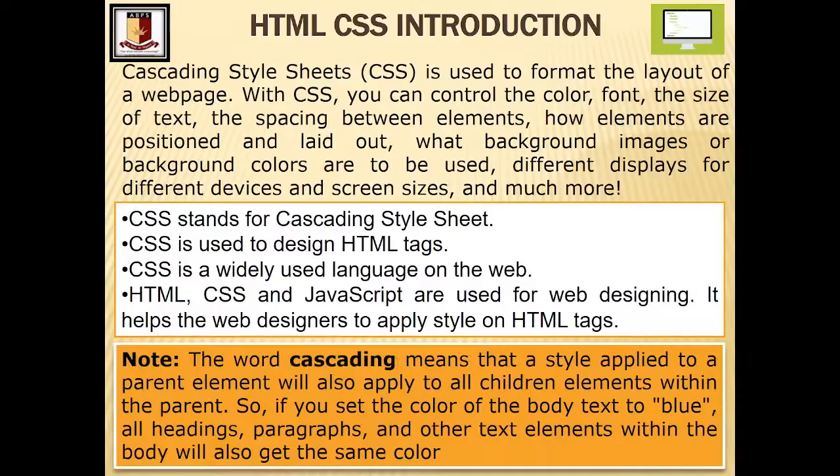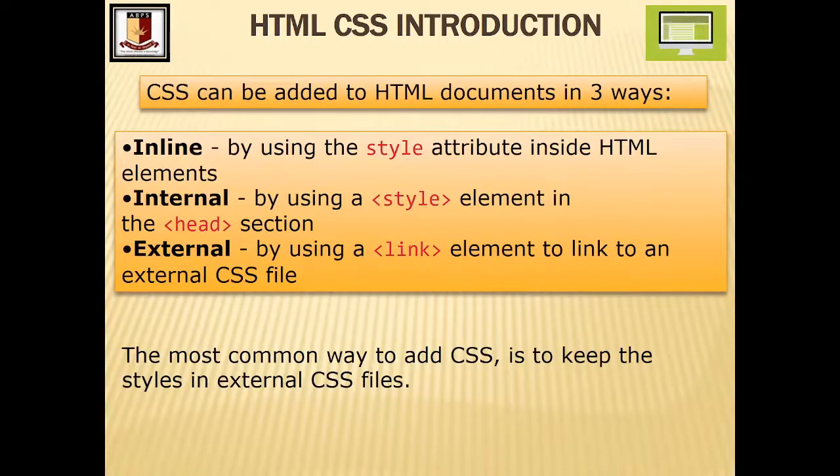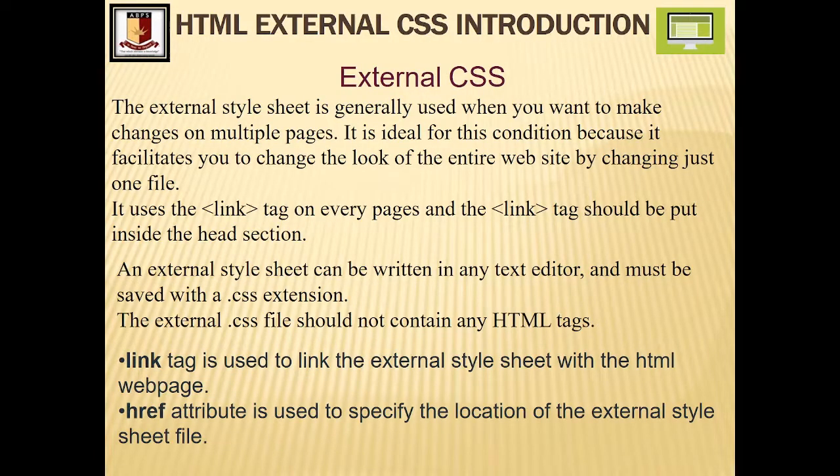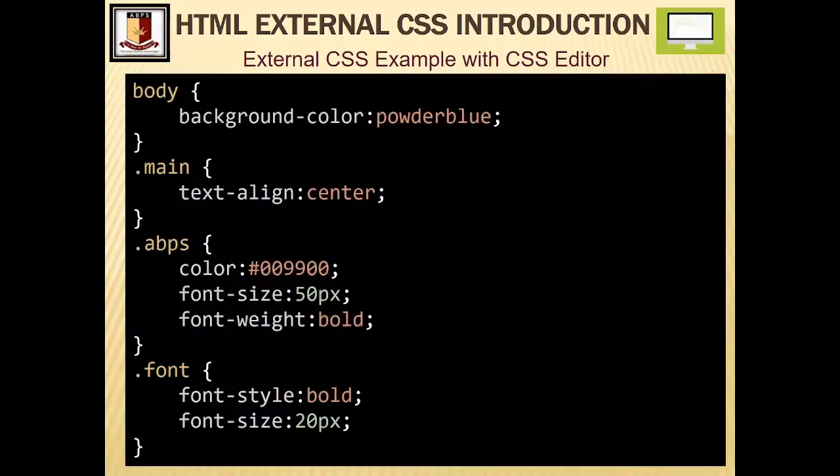This HTML and CSS you already know. I have already taught it in the previous three tutorials, so I don't think it's required to repeat. Three types of CSS you already know: inline, internal, external. Just as I said, in external CSS all the styling is saved in a separate file, and we call that file with the help of the link tag and the href attribute. So this is an example of external CSS.